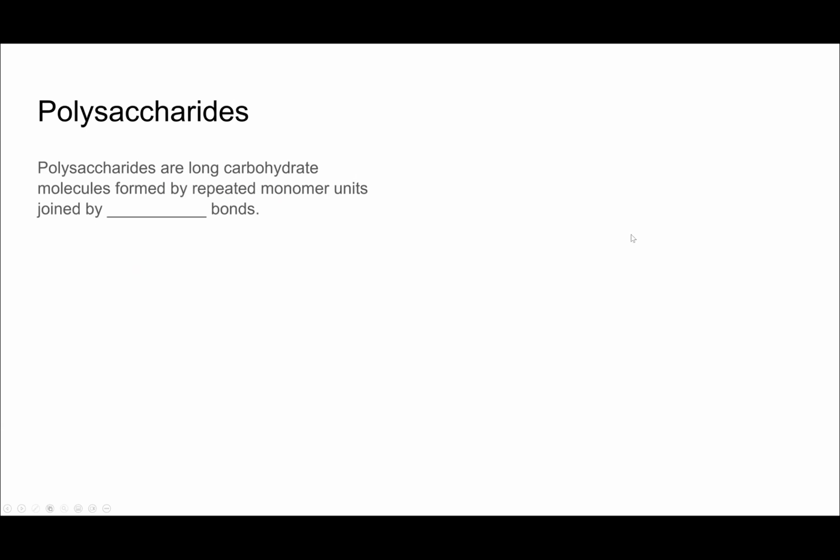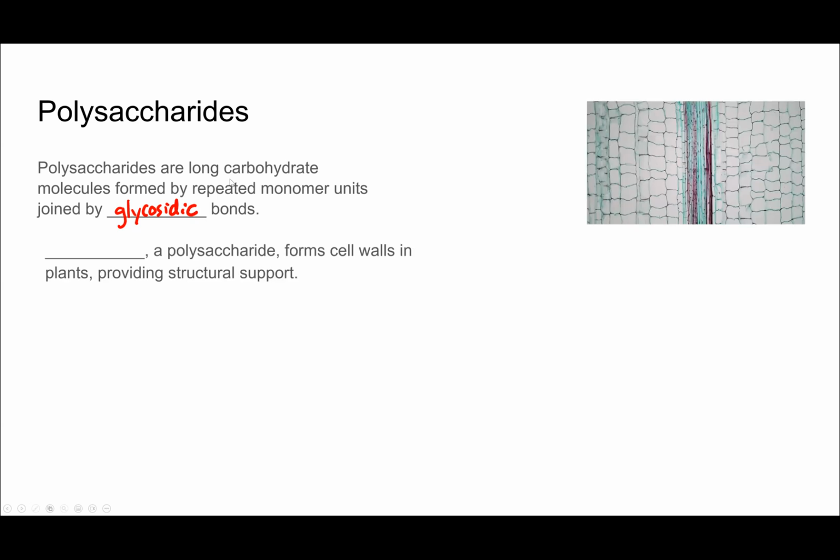Next, polysaccharides. This is kind of the more important part of this video. Polysaccharides are long carbohydrate molecules formed by repeating monomer units joined by a covalent bond called a glycosidic bond. You have four types of polysaccharides that you need to remember. The first one is found within the cell wall in plant cells, and its main function is to provide structural support. This polysaccharide is called cellulose.